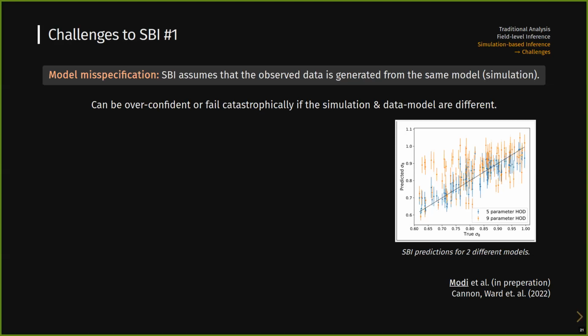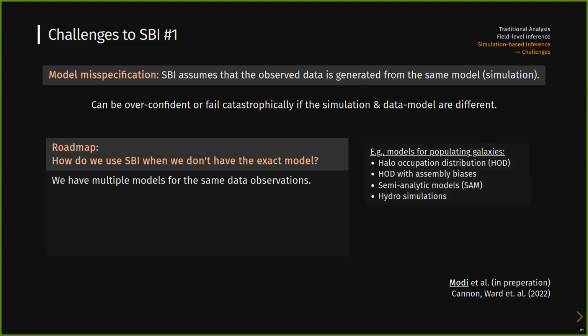So that's a problem, because we know in cosmology, we cannot model the data at full fidelity. We do not know galaxy formation, baryonic physics, and a bunch of other things. We have open questions in cosmology. So how do we do SBI in the setting where we do not have the exact model? And I'm thinking along these lines: what we do have is multiple models for the same data observations. So for example, we have these different models of populating galaxies in your simulations, going from top to bottom in the increasing order of fidelity or trustworthy physics involved.